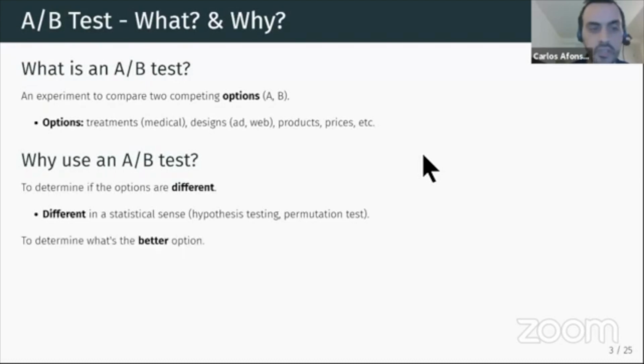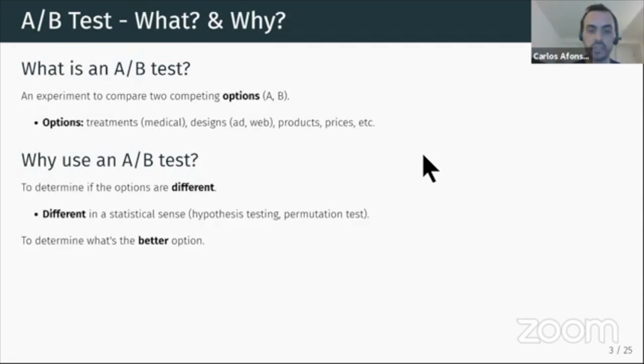In the business sense, we want to determine if one of the options is better than the other. If one option is better for our business or for the problem, for example, in the medical context, if one treatment is better than the other for a certain disease. So the technical part is we want to check if the options are different, and we need to do the statistical testing and the hypothesis testing to determine that.